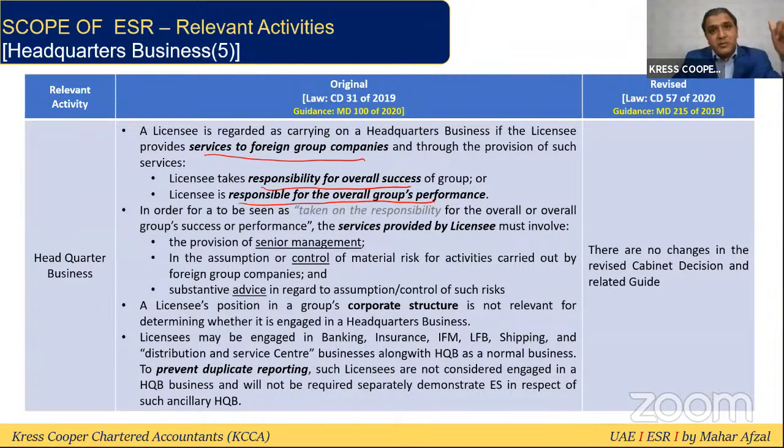They said the licensee would be providing them senior management services. The licensee would be involved in taking the assumptions and control to manage the risk and related activities, or the licensee would be giving substantive advice in regard to the assumption and control of such risk. If the licensee is providing these services, then we can say the licensee is taking responsibility for the overall performance and overall success. Then it will be subject to ESR. Otherwise, it will not be subject to ESR.